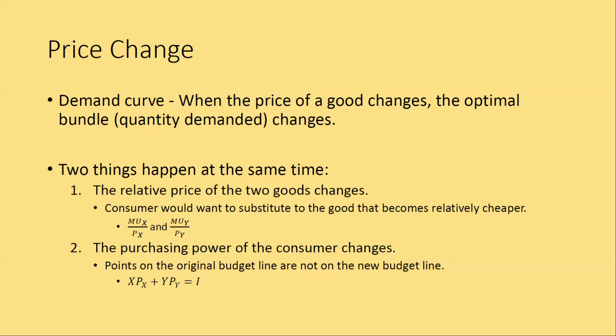Secondly, the purchasing power of the consumer also changes. If we look at the original budget line, which is X times PX plus Y times PY equals her income, now if the price of good X increases, for example, then every point that is on the original budget line will not be on the new budget line. And we can see this from the graph here.